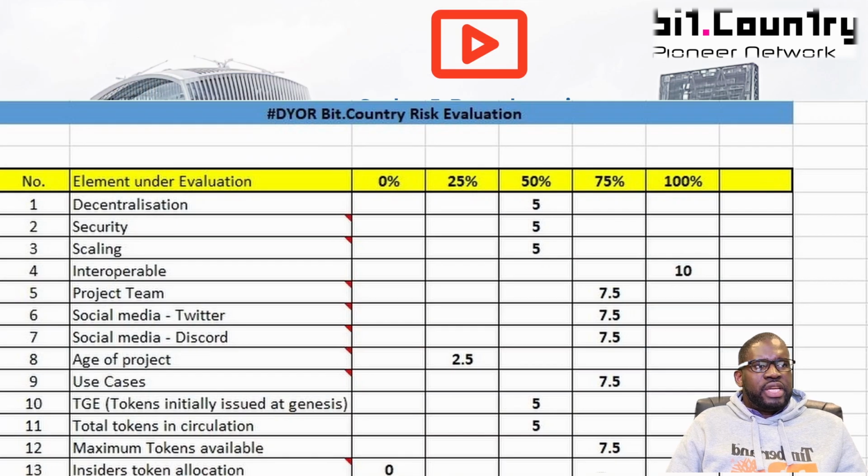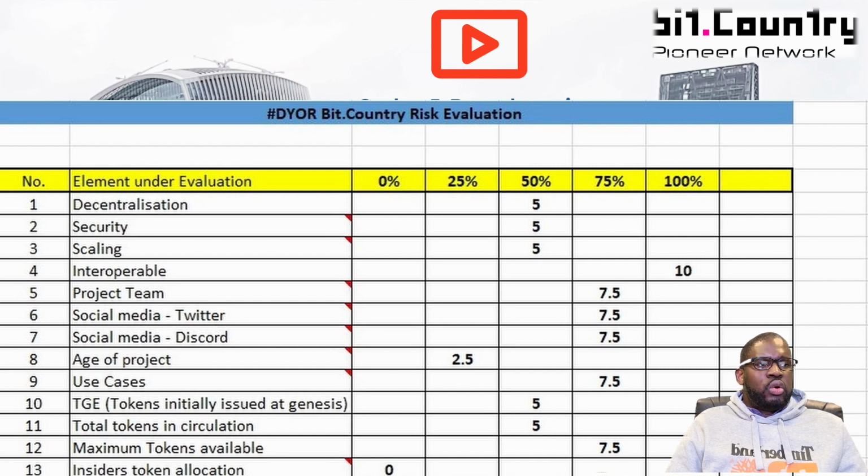On decentralization, 5 points out of 10. On security, 5 points out of 10. On scaling, 5 points out of 10. On interoperability, 10 points out of 10. On project team, 7.5 points out of 10. Social media via Twitter, 7.5 points out of 10. Social media via Discord, 7.5 points out of 10. Age of the project, 2.5 points out of 10 because the project is relatively new. Use cases, 7.5 points out of 10. This is a combined score.